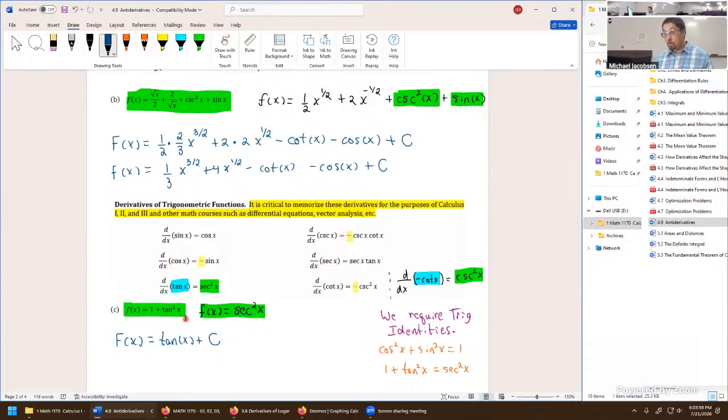We need an identity. Always watch out for these. These are good identities to have ready to go. But any questions on getting through the second one here?